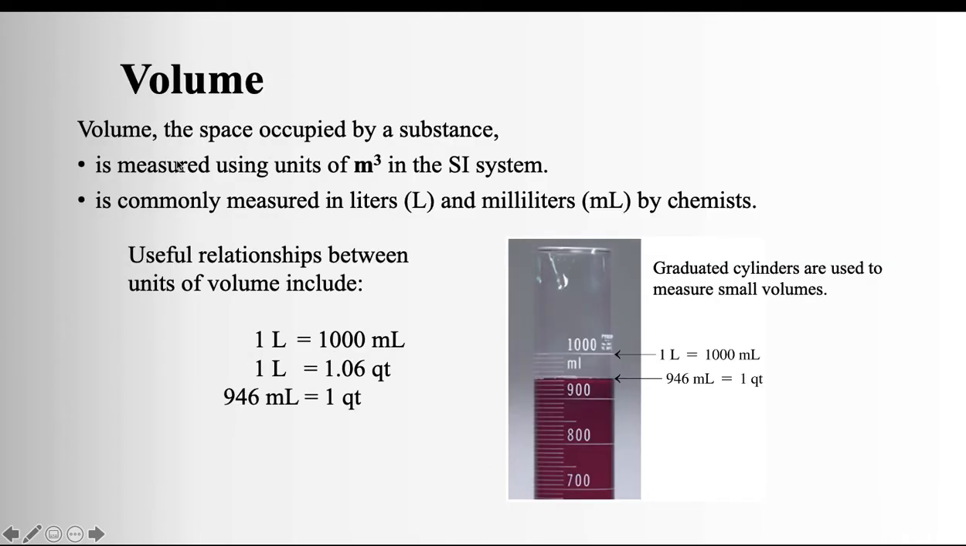Volume. Volume is the three-dimensional space that is occupied by a substance that has mass. So if I have whatever object that I have, the three-dimensional shape of it is called its volume. It is measured in the SI system in cubic meters, or meters cubed. However, as chemists, we use liters or milliliters and even microliters. Liters is quite a large unit, so typically we will use milliliters a lot, and even microliters in smaller quantity as well.